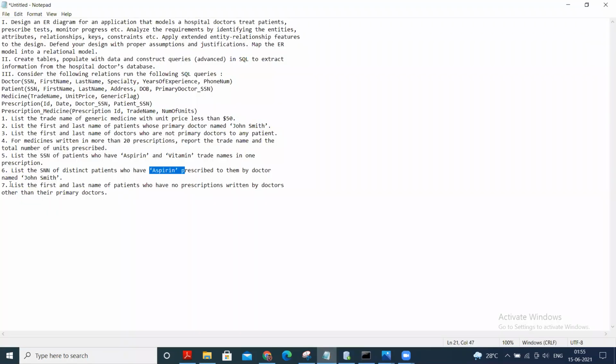Now it is the last query. List the first and last name of patients who have no prescriptions written by doctors other than their primary doctors. So for the patients, there are some primary doctors and there are other doctors also. So list the first and last name of patients who have no prescriptions written by doctors other than their primary doctors. Means only prescriptions were prescribed by their primary doctors only.